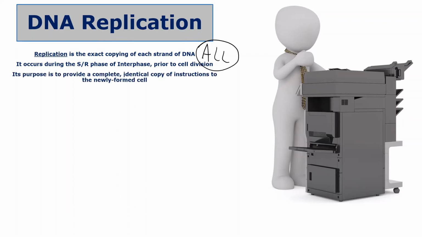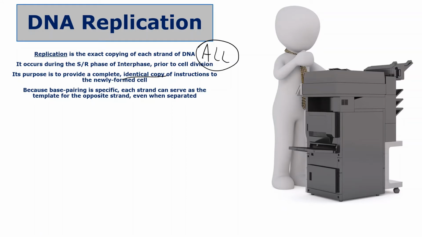What's the point? Identical copy. Remember, we're having an offspring cell here at some point. We're going to do mitosis. We're going to split the cell. We want our offspring to have a full set of info that's exactly like we have. So they are our genetic clone.